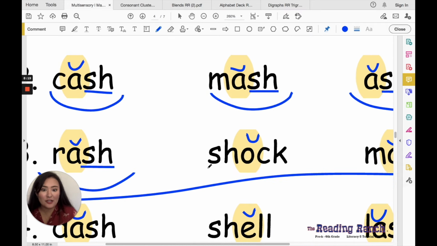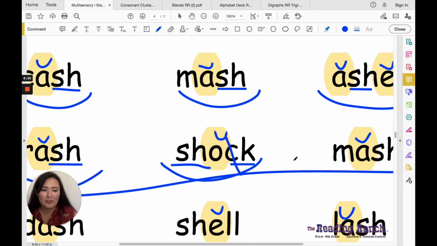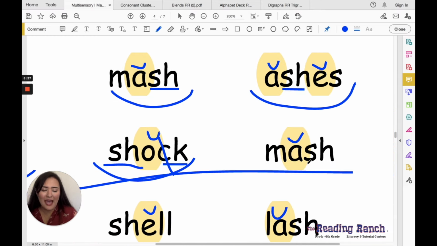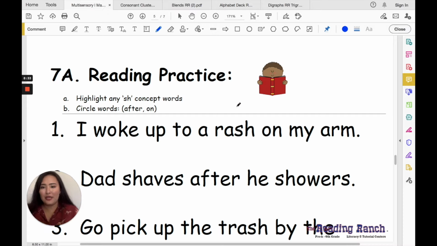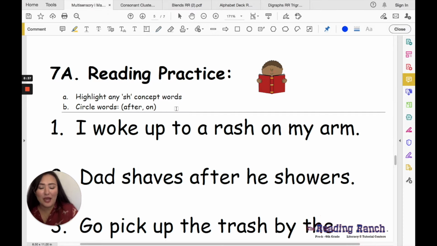Here we have two digraphs. We have shock. So shock, shock. And then we have ash again, mash. Great job. Okay, will you find any SH words that we have?